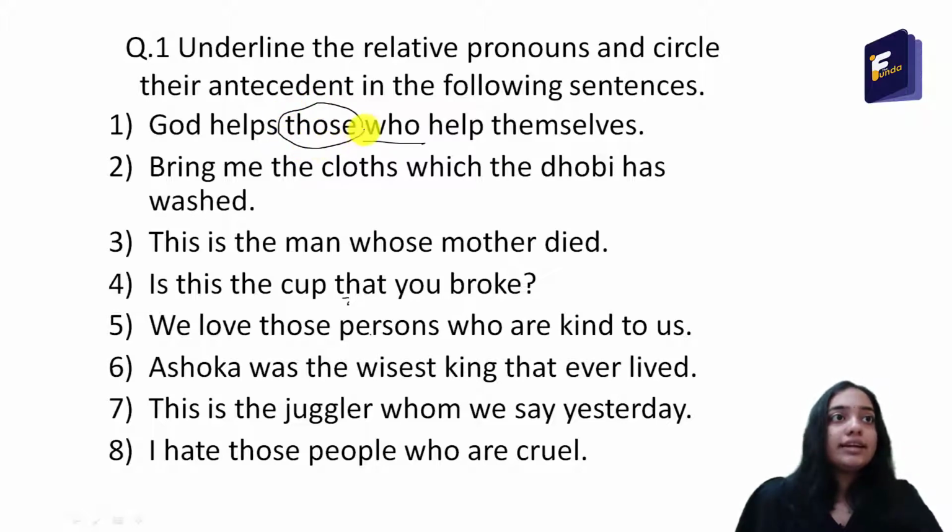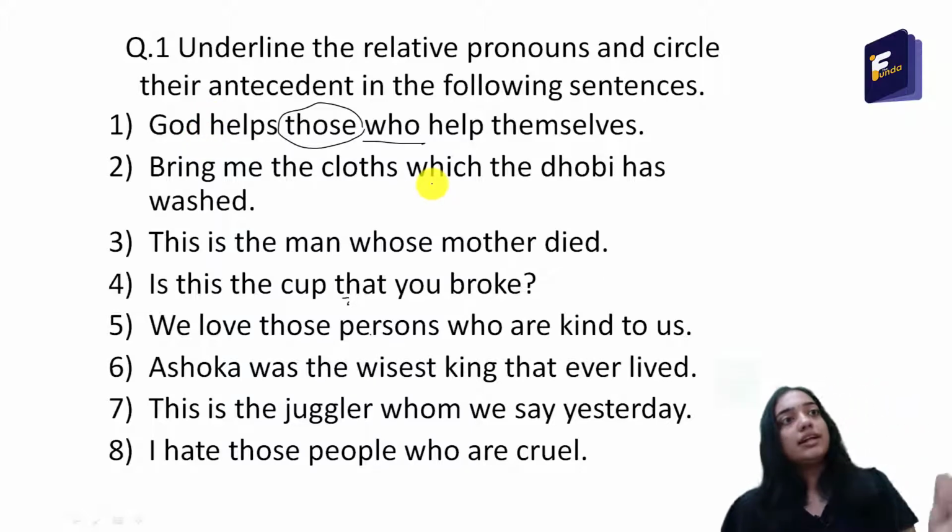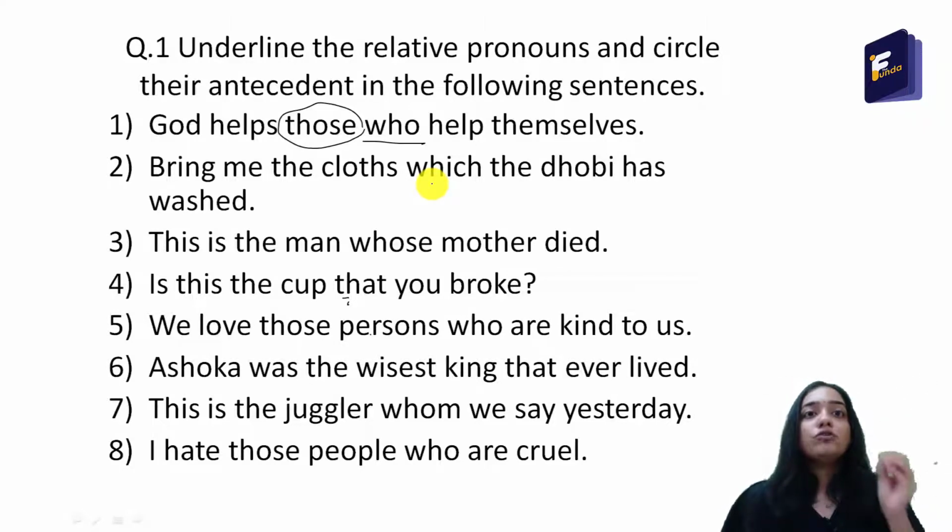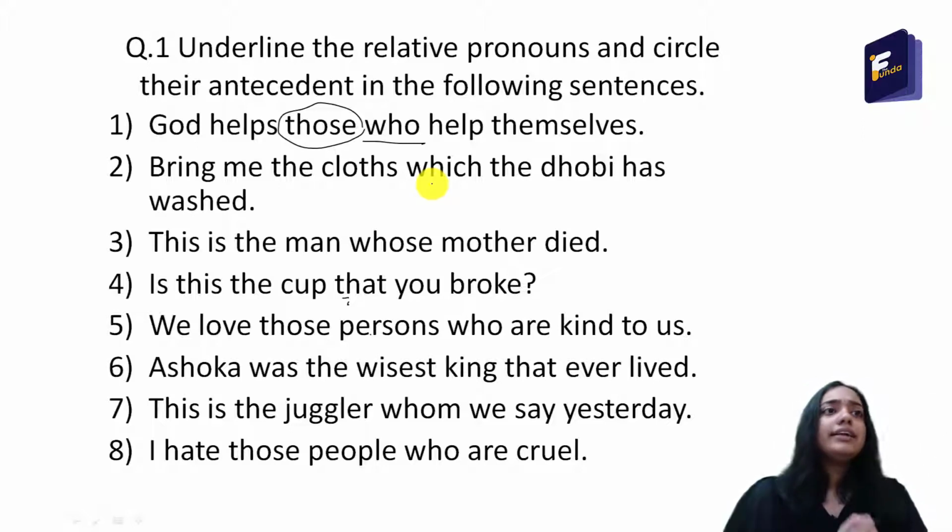Actually, in this sentence there is another noun that is God. So students make a mistake that they think that the antecedent is God, but who refers to those and not God. So here the antecedent of the relative pronoun who is those. Okay. And the trick is that you can see that those comes just before who. So you can just remember that antecedent comes before the relative pronoun.